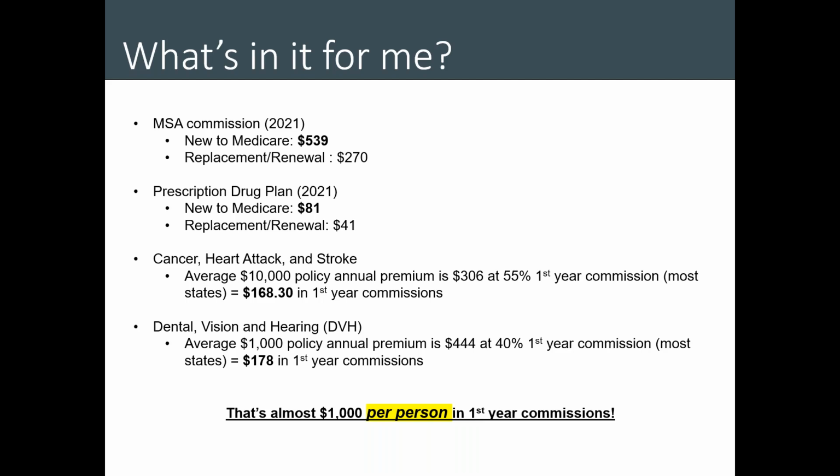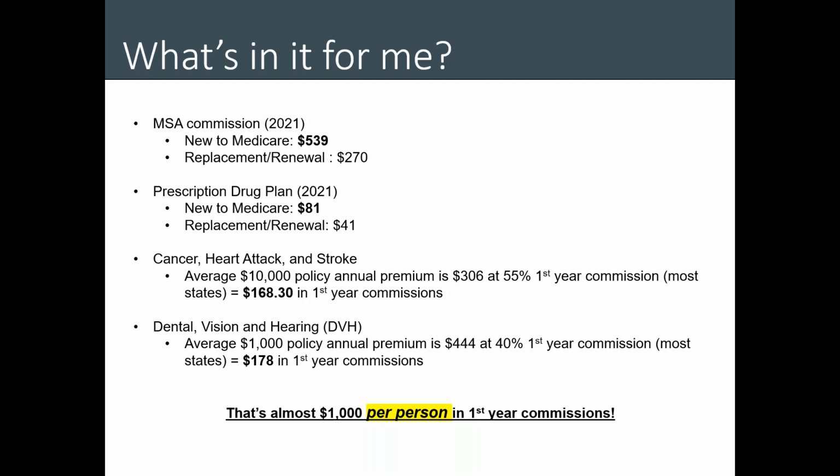Well, the MSA pays the maximum allowable commission that Medicare allows in 2021, and that's $539. There are a few states like Pennsylvania where it's a little higher, but that is the normal commission in pretty much every other state. The replacement or renewal, if somebody already has an MA, is going to be $270. Somebody new to Medicare getting a PDP, we're looking at $81 with most of your companies out there. Again, that's the maximum PDP commission, so most companies will pay that. Replacement renewals, roughly half that.